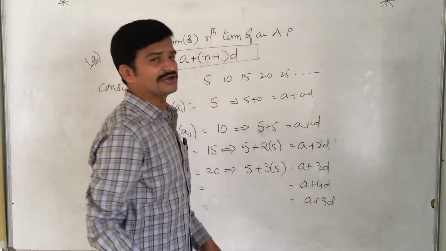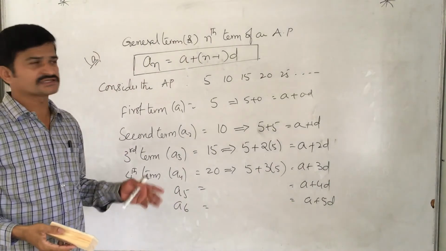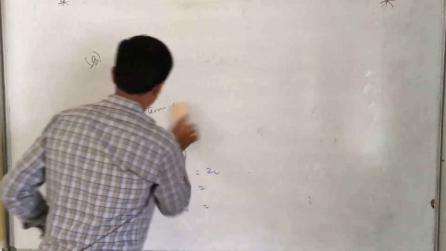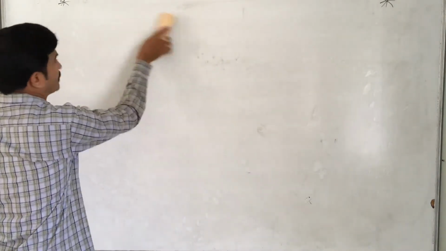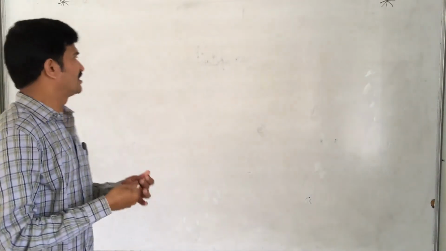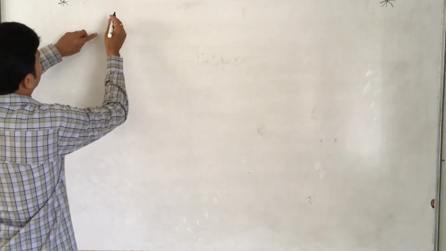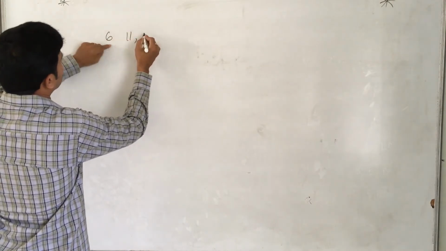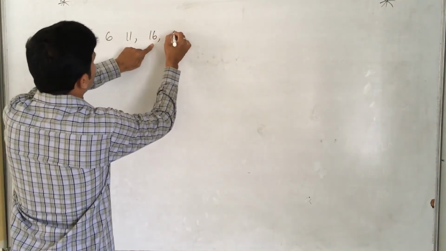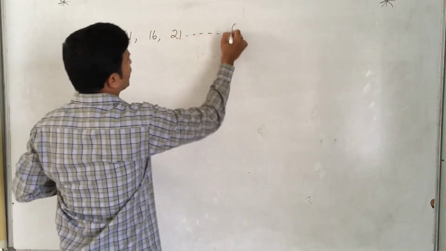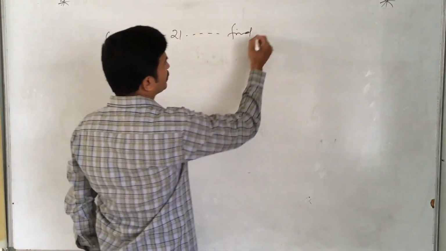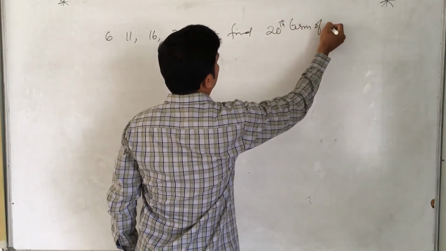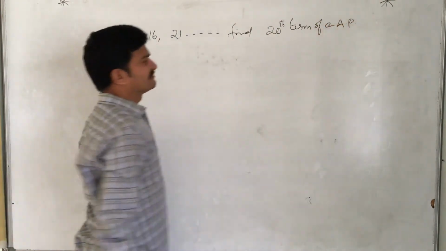Now let us discuss some examples based on this. Let us have an example, children. Here the AP is 6, 11, 16, 21, and so on. Find the 20th term of the AP.